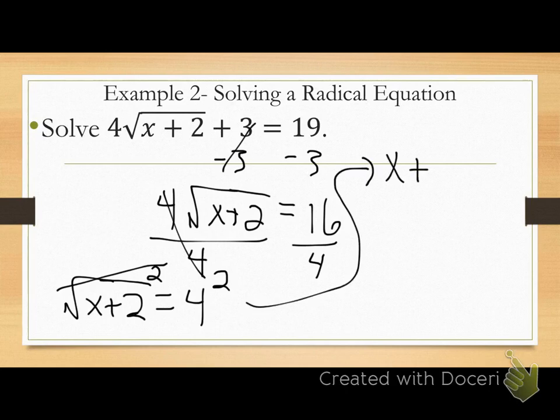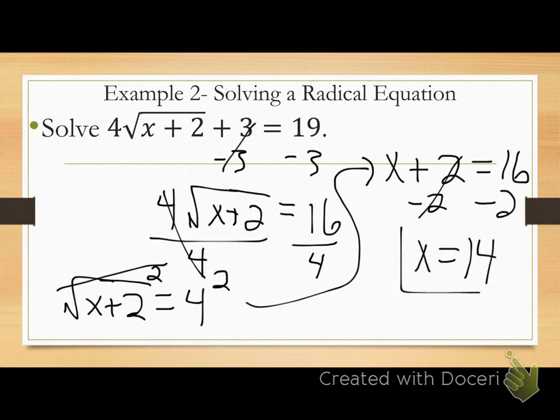X plus 2. Whatever's left under the radical, right? And what's 4 squared? 16. We okay there? Now, I got rid of the radical. Now I can get my variable by itself. How would I get x by itself here? Subtract 2 from both sides. X equals 14. Easy money.